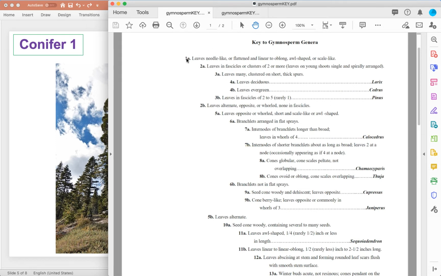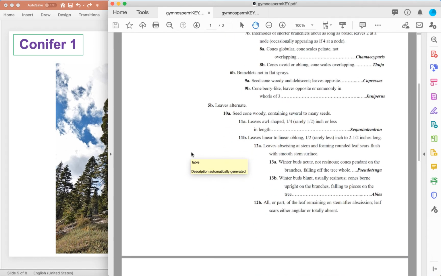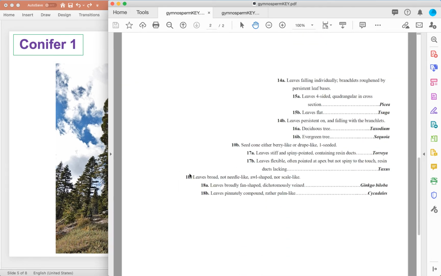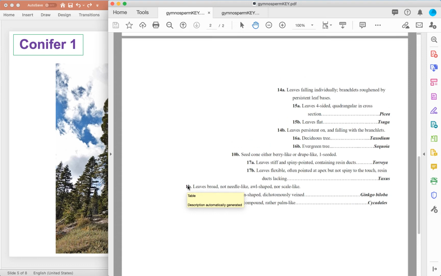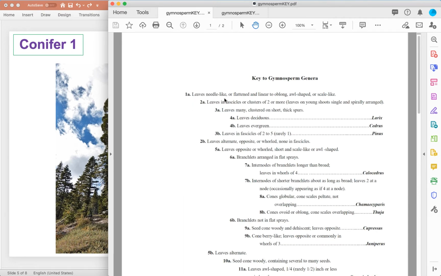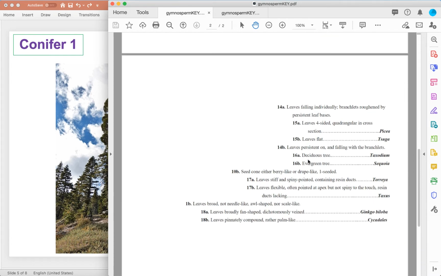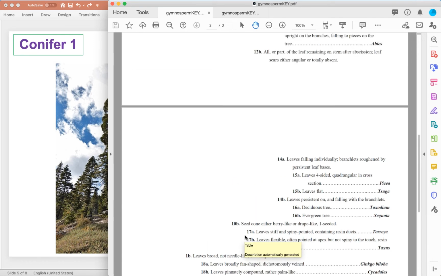So the first step here is choosing between 1A and 1B, which I don't even see yet. You've got to scroll all the way down. Oh my gosh, there's 1B at the very bottom. Even though it's way down here, and they're not perfectly equal splits, that's okay. They're still equal in the sense that you've got one route leading to some taxa and the other route leading to the rest of the taxa. So 1A says leaves needle-like or flattened and linear to oblong, or awl-shaped or scale-like. 1B says leaves broad, not needle-like, awl-shaped, nor scale-like.